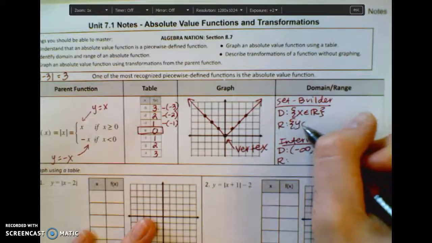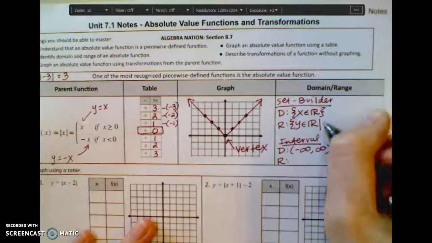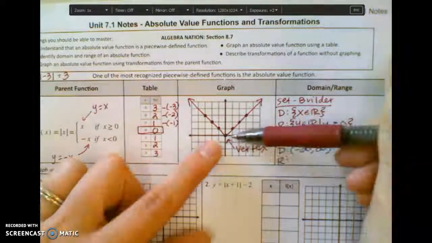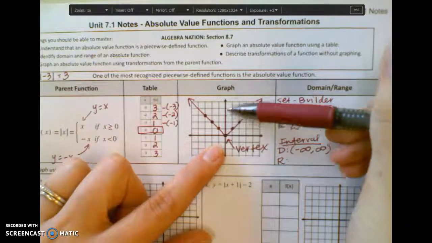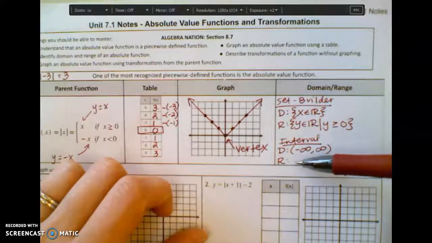So we're going to have y as an element of the reals such that, because this is a continuous function, y is greater than or equal to 0, because our y values start at 0 and they are getting greater. Our y values are going up. How do we put that in interval notation?